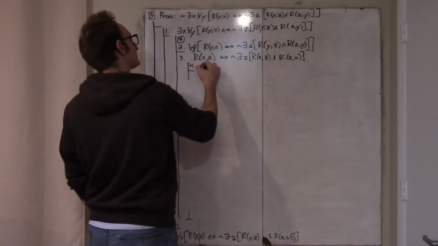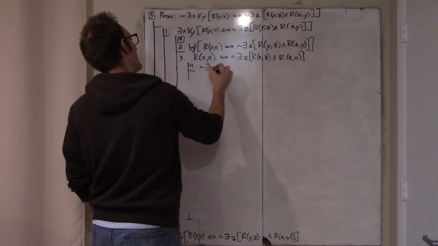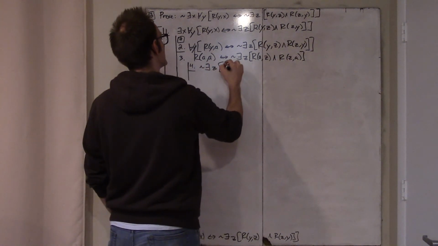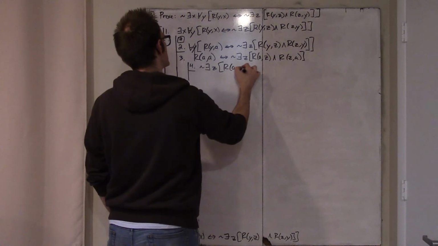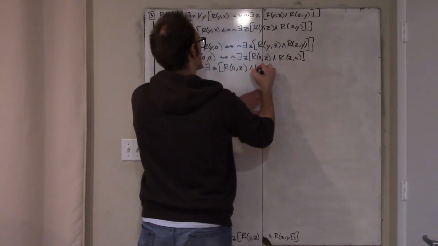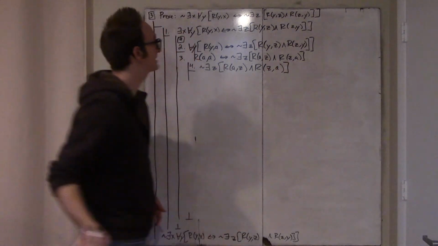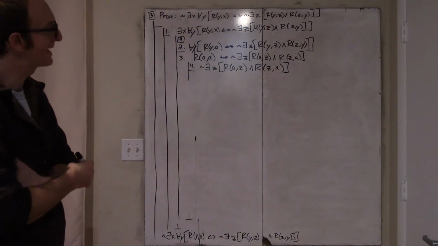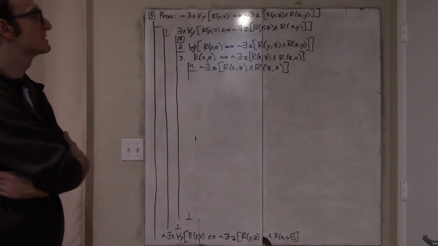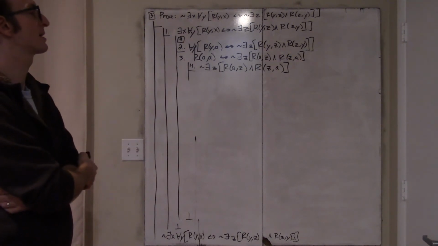So suppose now that A is... it really doesn't matter which way you do this. Everything is just going to work now, but some things are going to work better than others as far as backtracking and stuff. So now I'm just going to suppose the right-hand side of line 3. So suppose that it's not the case that there exists a Z such that RAZ and RZA.